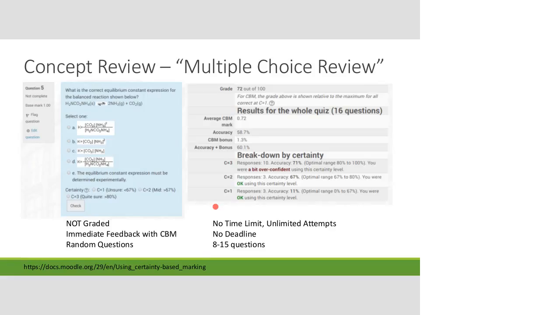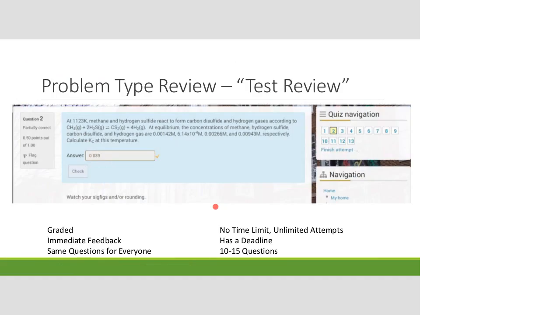So the last piece of the different assignments here is kind of a generic test review. This takes the form of what most of you would probably expect to see. It's a bunch of problems that students are expected to solve. It functions fairly the same as the practice problems from before, with essentially one important difference, and that is I've switched up the question behavior to immediate feedback rather than adaptive mode.